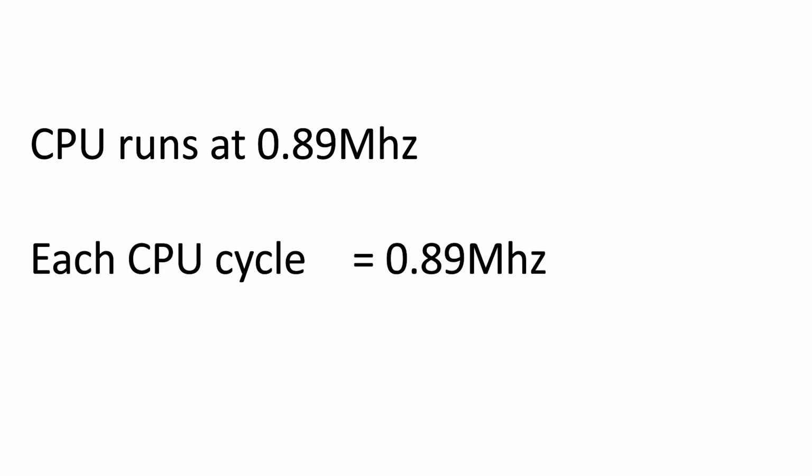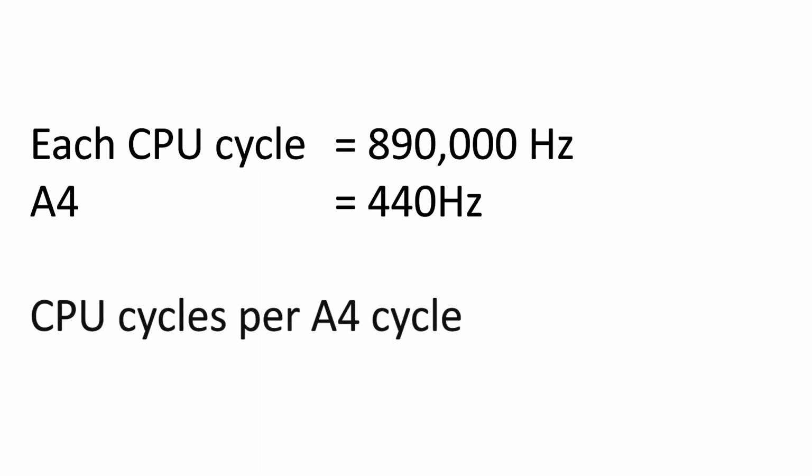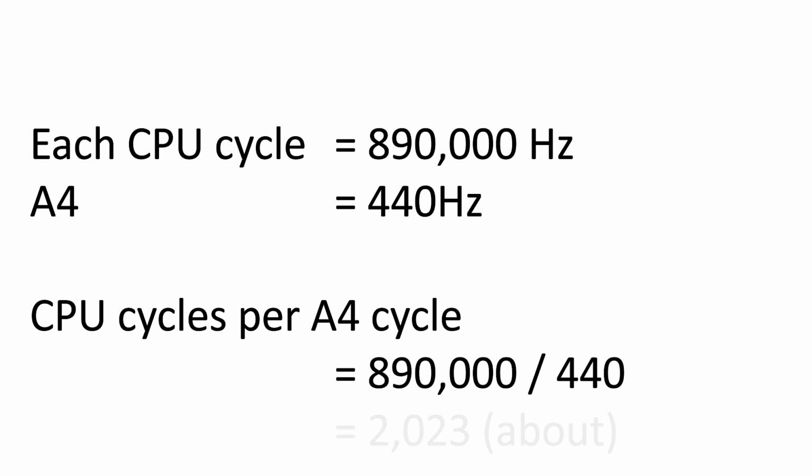If the CPU runs at 0.89 megahertz, that means the CPU clock is 890,000 hertz. And let's say we're trying to play an A4 note, which is 440 hertz. How many CPU cycles do we need for each cycle of the A4 note? We just divide 890,000 by 440, and we get about 2023. So all we need to do is construct a loop in assembly language that takes as close to 2023 cycles as possible, and that loop should generate one cycle of a square wave out through the DAC.